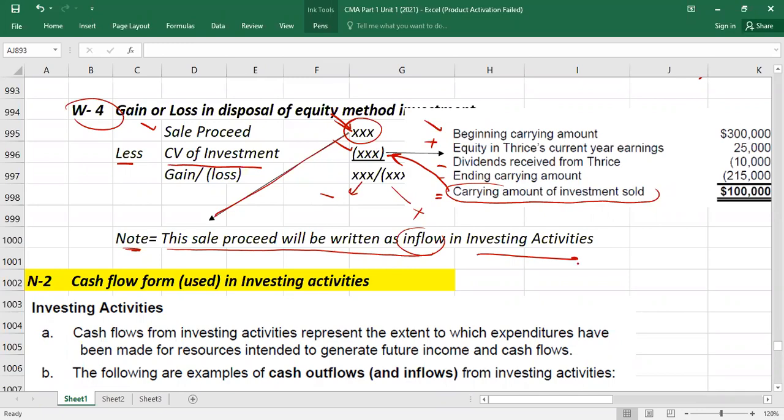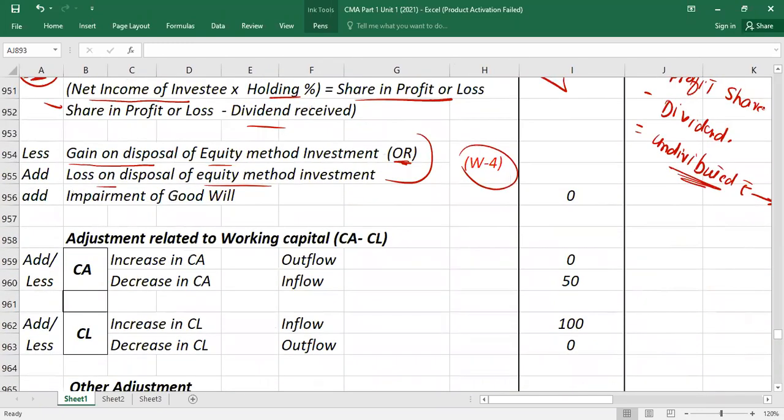Now, guys, moving to the next item. Operating activity is a bit long, but it is interesting if you understand. For me, it is interesting. For you, you have to memorize equations, right? So, a bit technical. Here we go. Add one more thing. What? Impairment of goodwill. By the way, impairment and goodwill we will study in unit 3 under intangible assets. But here, assume it is given.